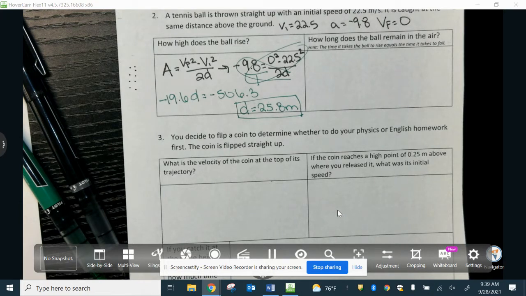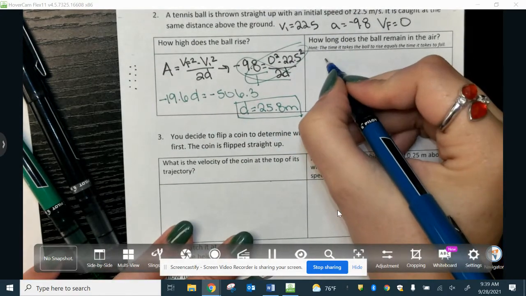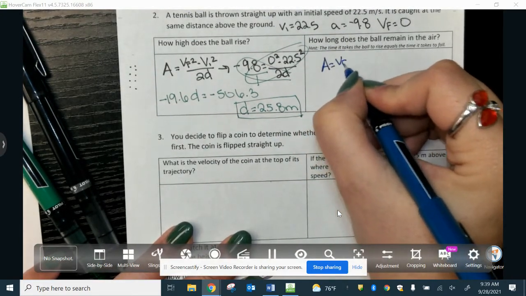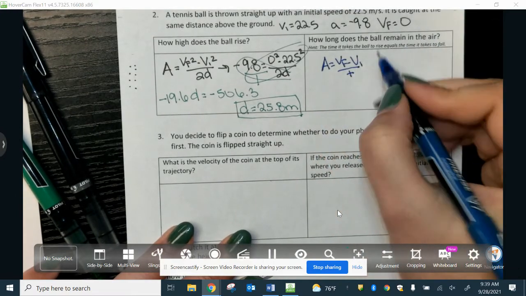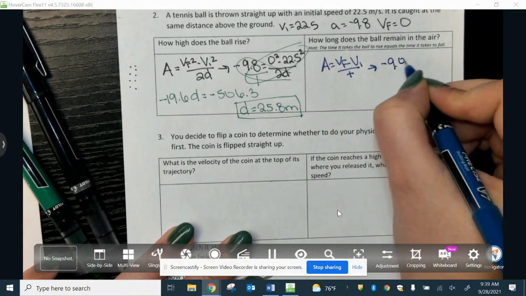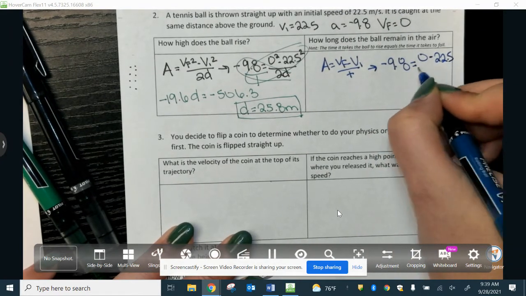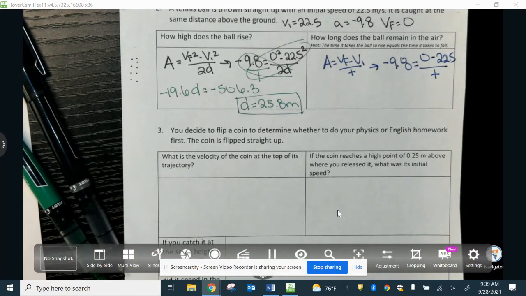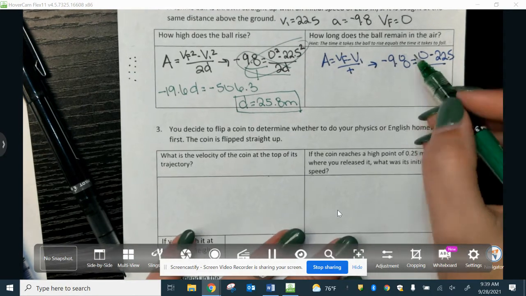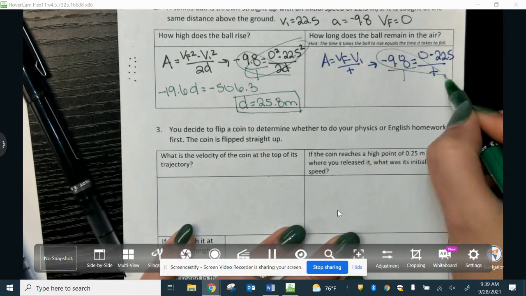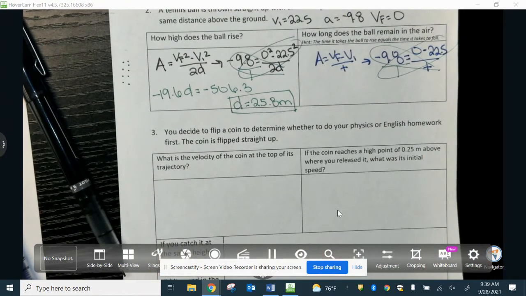Okay, the second part asks, how long does the ball remain in the air? So I'm going to find out how long the ball takes to rise to the top. I'm going to use my same values. Acceleration equals VF minus VI over time. Negative 9.8 equals 0 minus 22.5 over time. Put this over 1 and cross multiply.